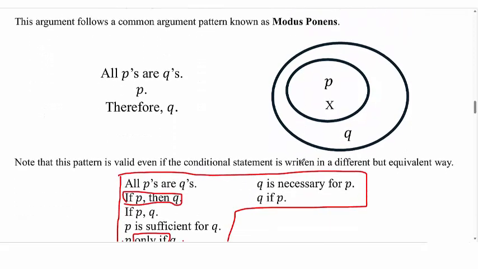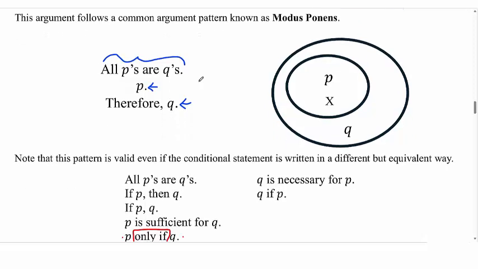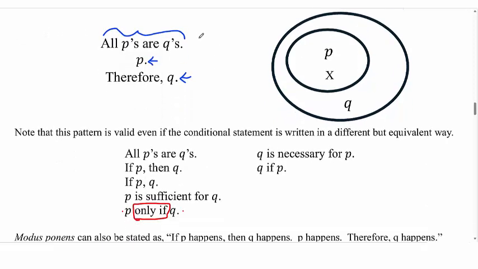Let me erase this red. We want to be looking at the other part of the screen. Okay. So is the pattern all P's are Q's, P happens, therefore Q happens. And remember, there are a lot of different ways to write conditional statements, and one of them was the all P's are Q's. So that is actually an if P then Q statement. So what we're saying here is if P happens, then Q happens.